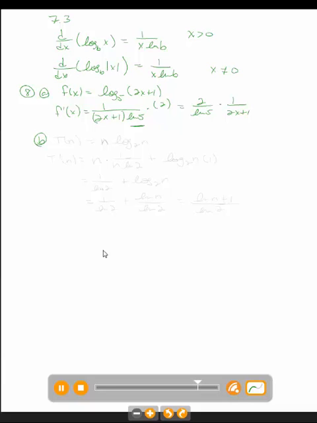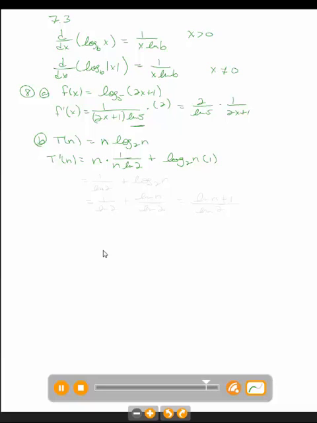Part B wants us to find the derivative of t of n. Whoops. So n times log base 2 of n. Okay, that's going to be a product rule. So t prime of n is going to be the first, n, times the derivative of the second, which is 1 over n natural log of 2, plus the second, log base 2 of n, times the derivative of n, which is 1.